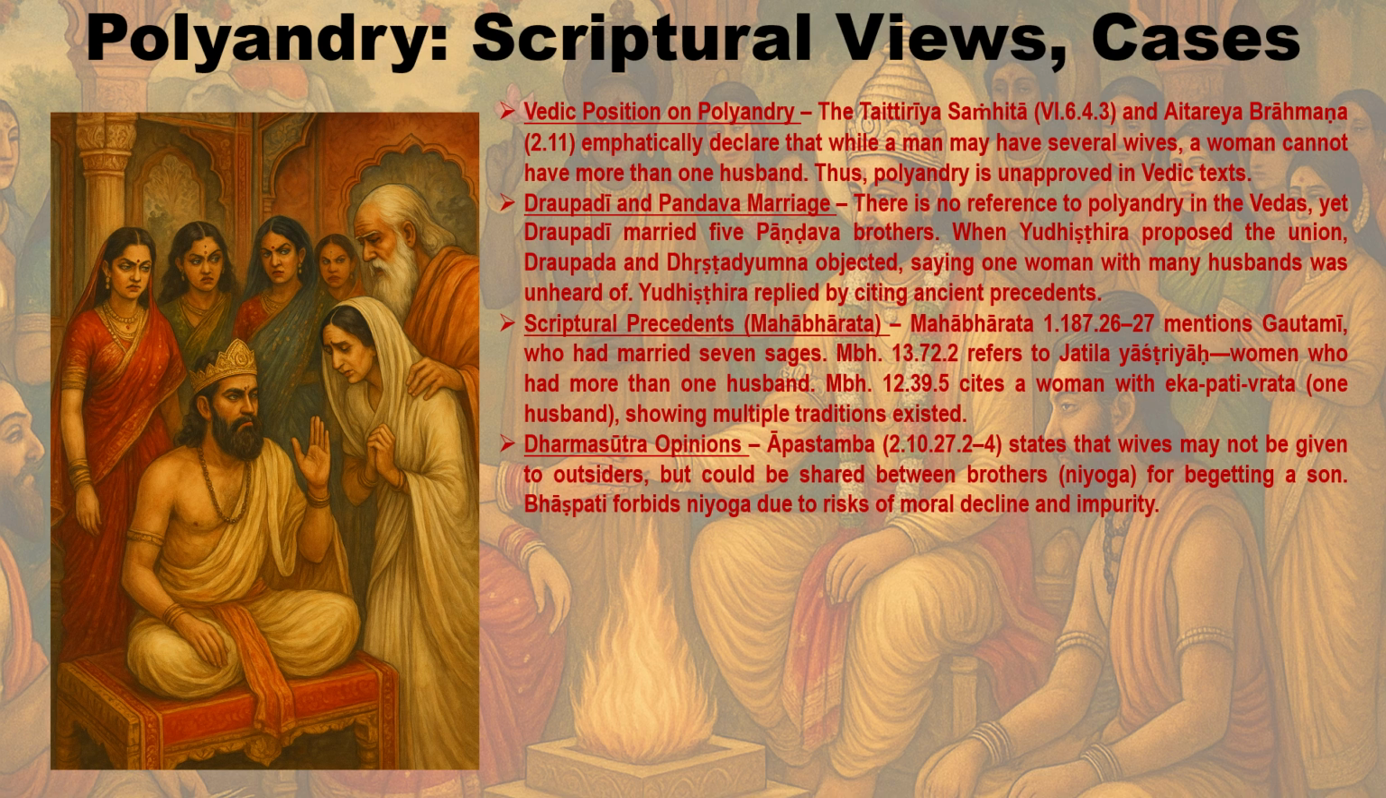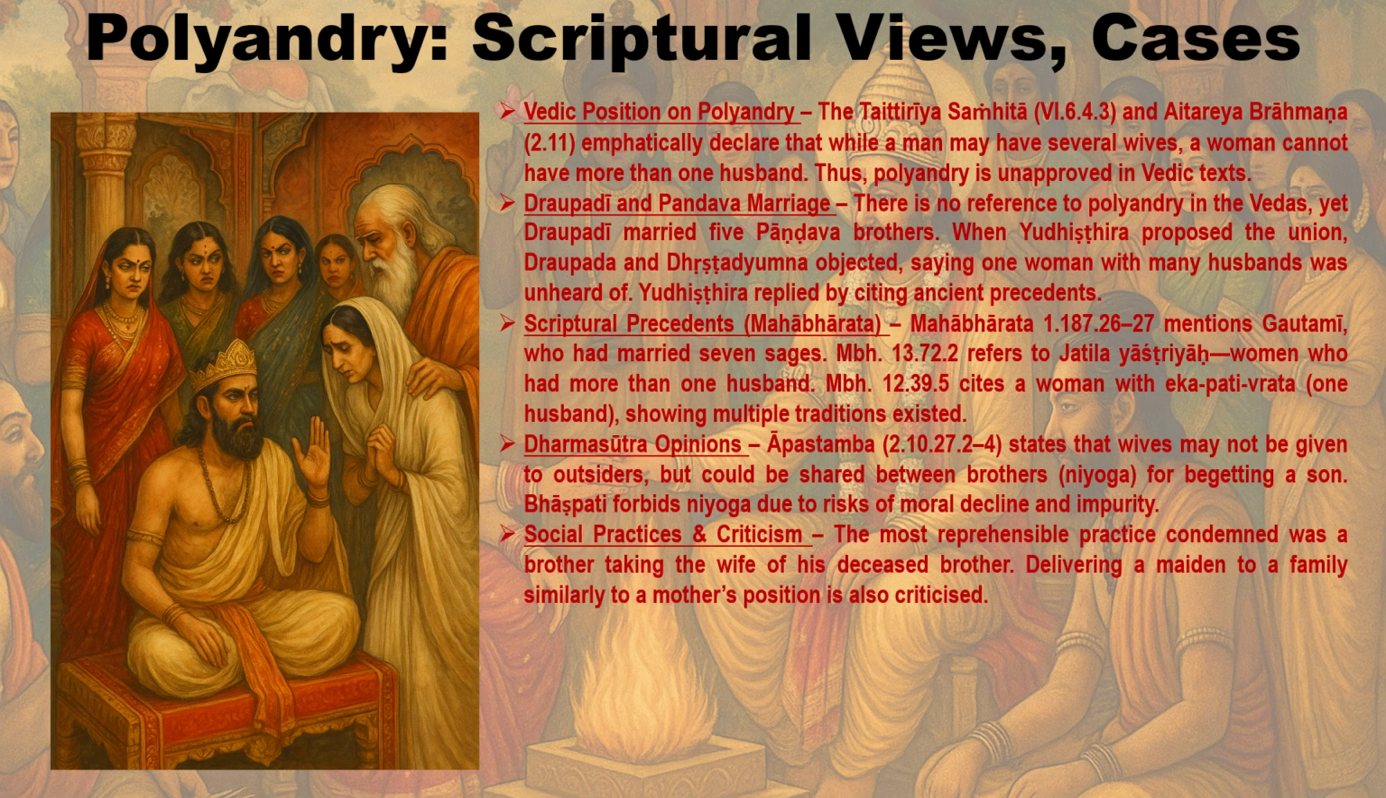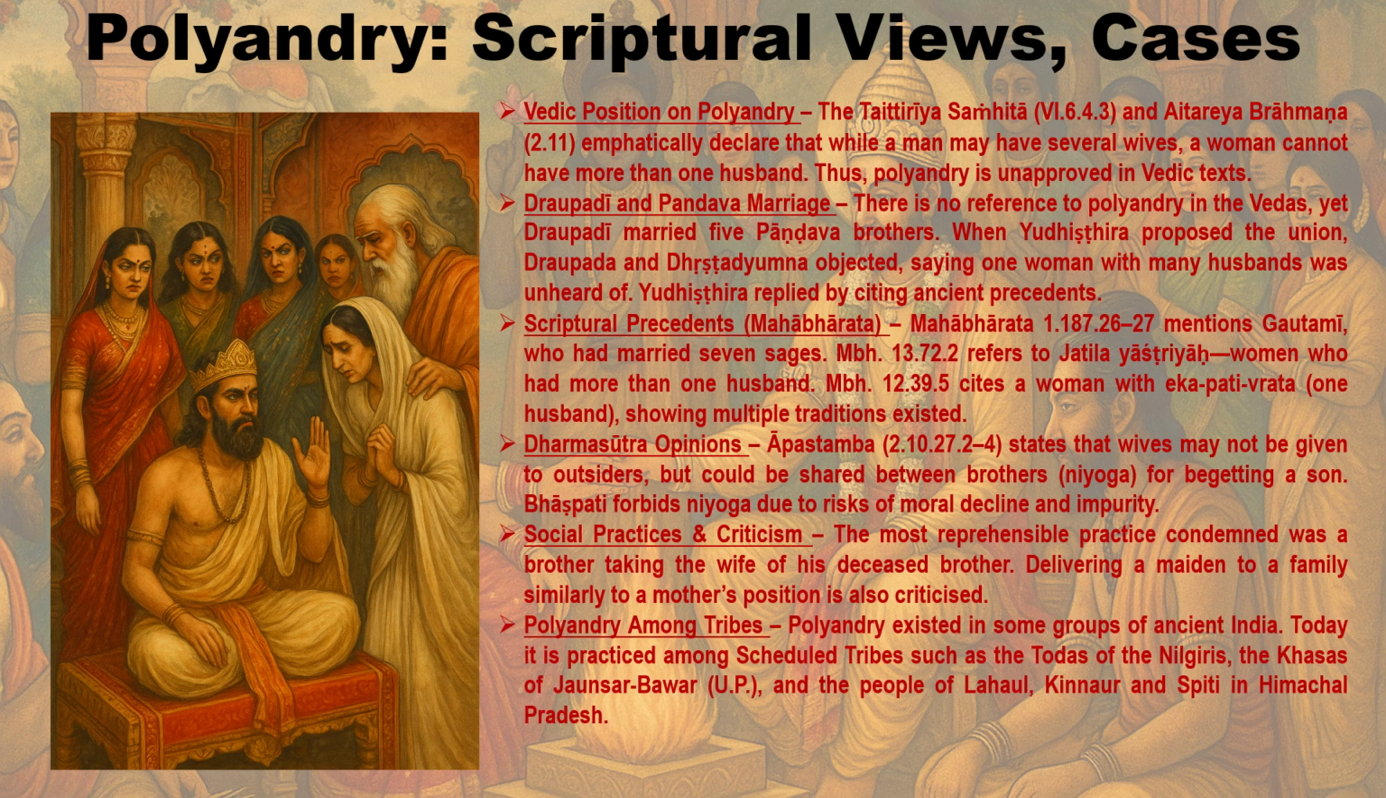Apastamba states that wives may not be given to outsiders but could be shared between brothers, which is niyoga, for begetting a son. Brihaspati forbids niyoga due to risk of moral decline and impurity. The most comprehensively condemned practice was a brother taking the wife of the deceased brother. Delivering a maiden to a family, similarly to a mother's position, is also criticized.